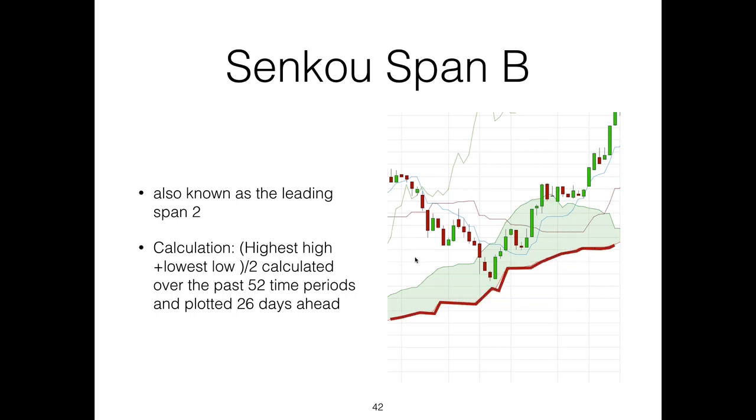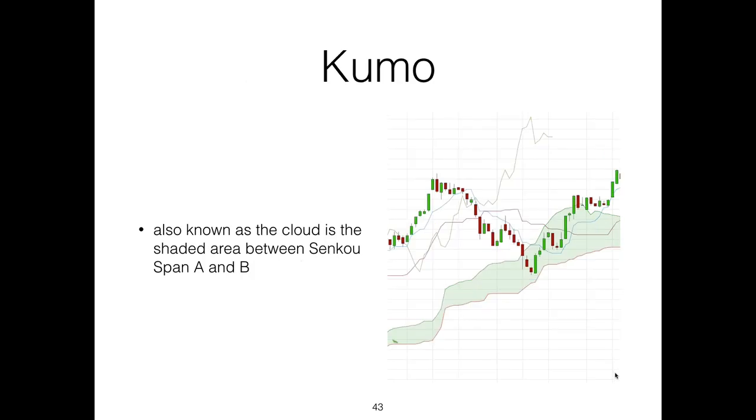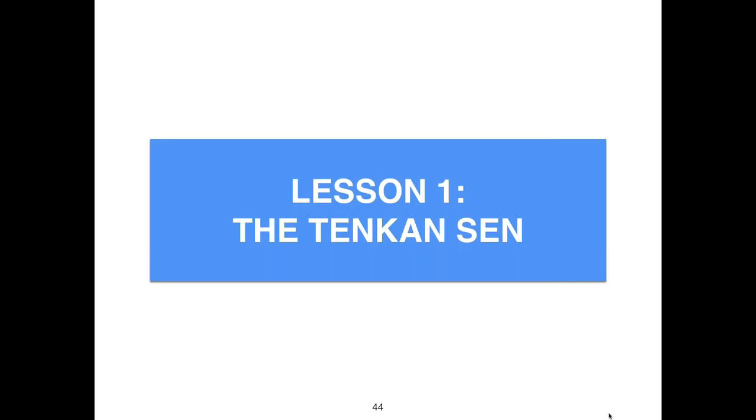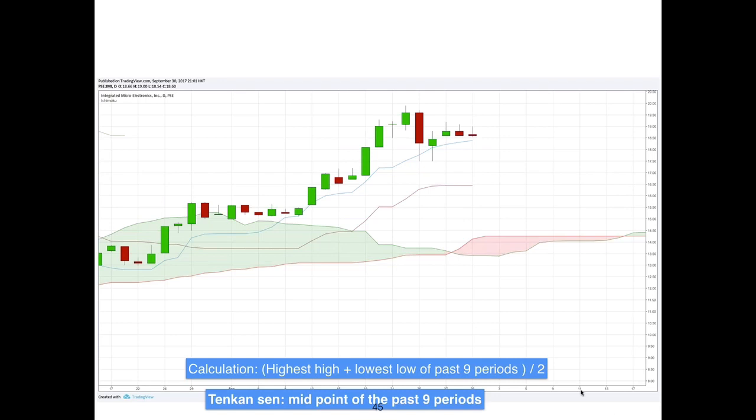So in a bullish Kuhmo, the Senko Span B is at the bottom and the Senko Span A is at the top. The Senko Span B is usually flat in consolidations that take a longer period of time. The Kuhmo is what you find in between the Senko Span A and B. Right, so that's a brief introduction on the different elements. Now let's discuss each one by one.